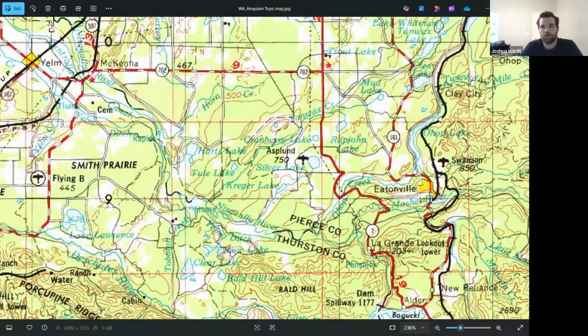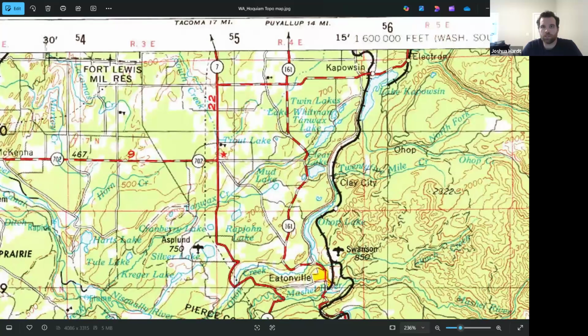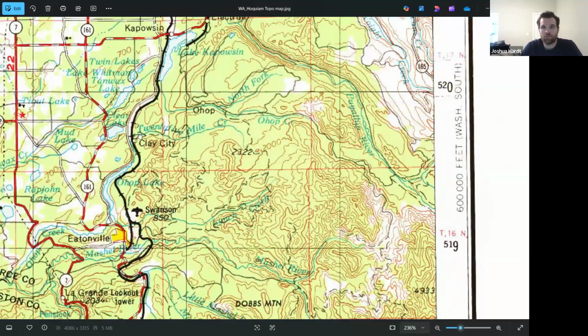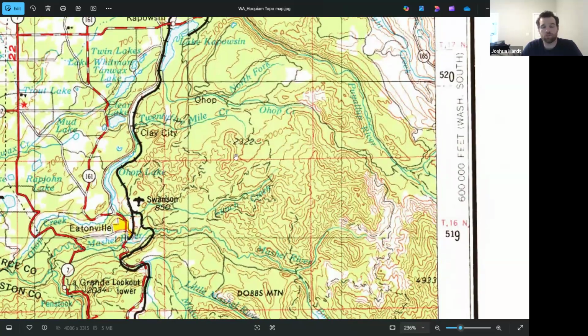Okay, let's come up here. So it's conveniently located pretty close to the top. All right, so you're looking at the rows here. Okay, so this is the line for 5,190,000 meters north. There's the 5,200,000 meters north.